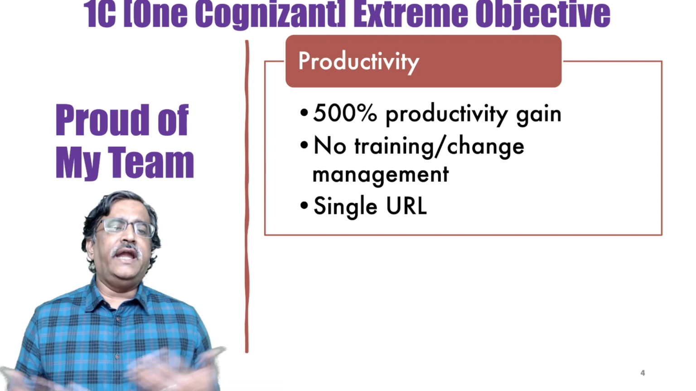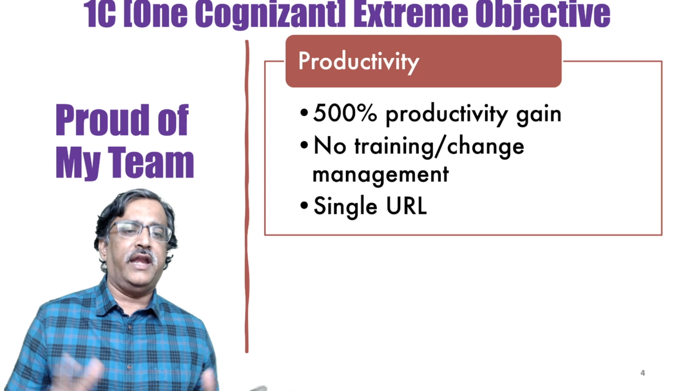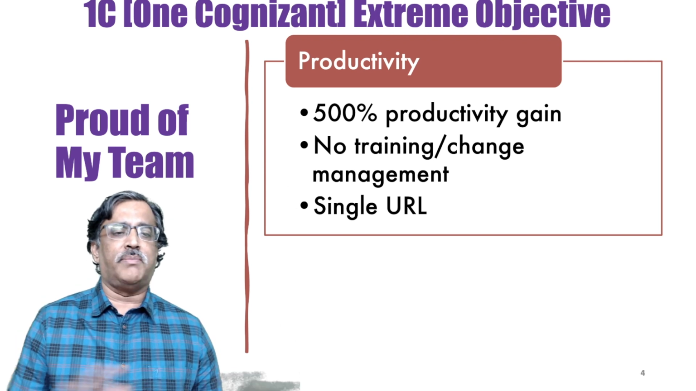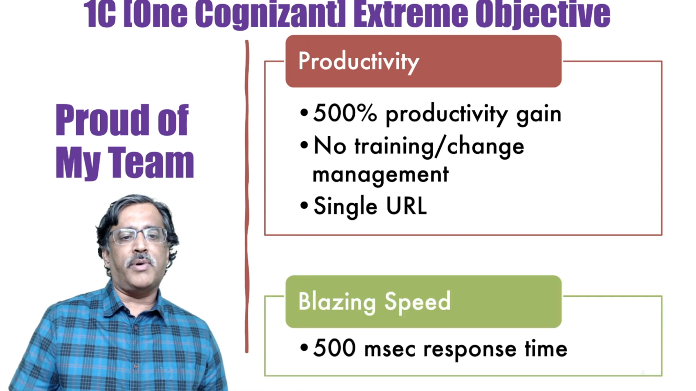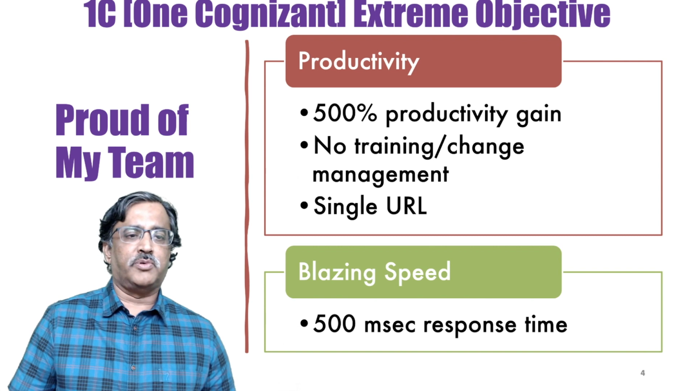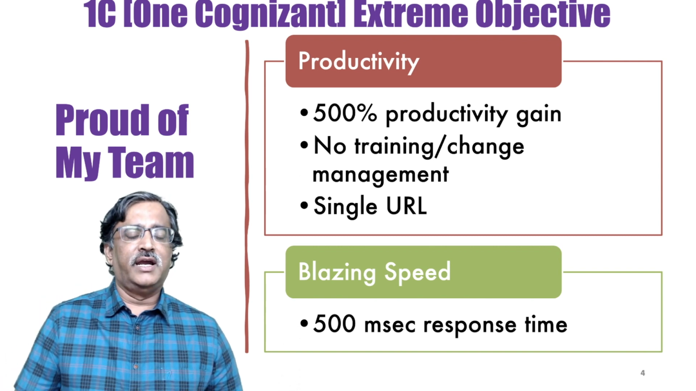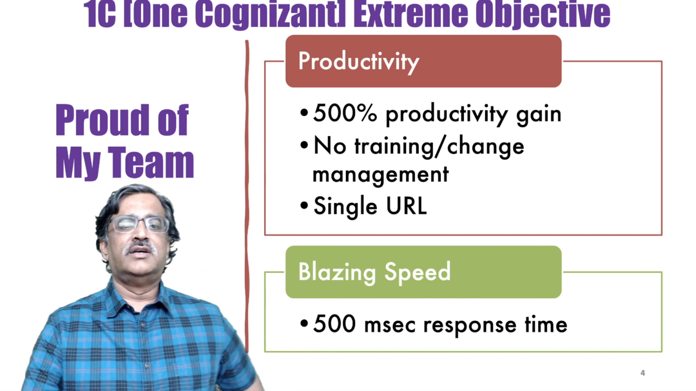Since we don't need training to use the consumer systems, our system should also not need any training or any other change management. And all the applications should be delivered off of a single URL. On top of that, we should have blazing speed, 500 milliseconds response time. This was unheard of in the enterprise IT world where 8 to 10 seconds was the general standard that people were pursuing.